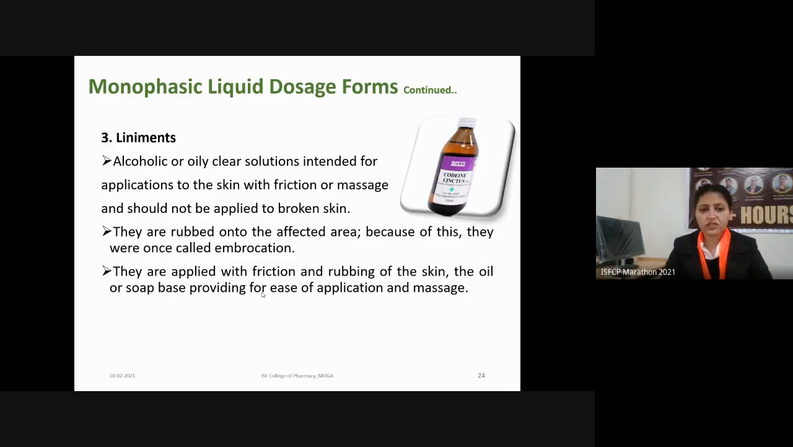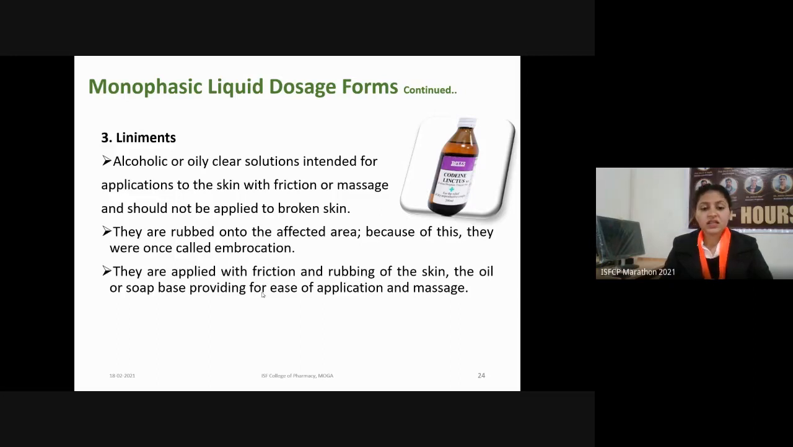We are using alcohol in the preparation, so it is not advisable to apply the liniments on the broken skin because it can cause irritation on the wounded area or on the broken skin.